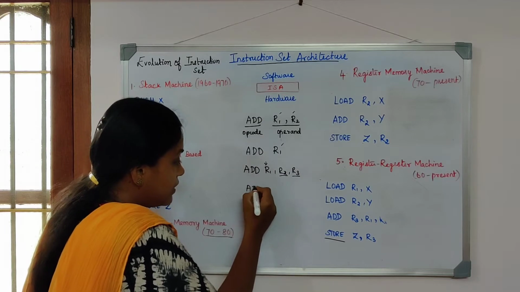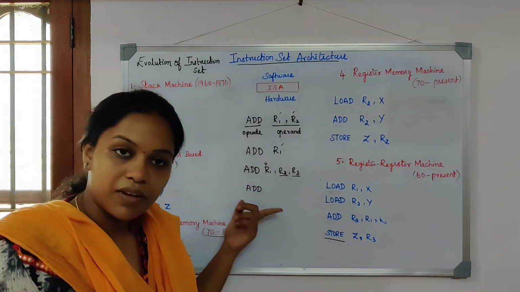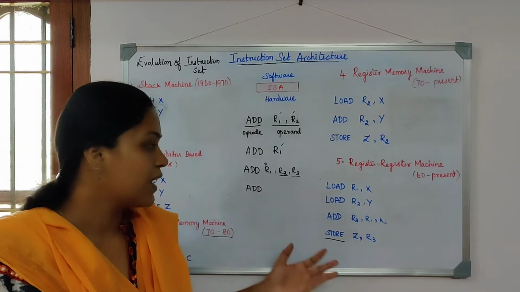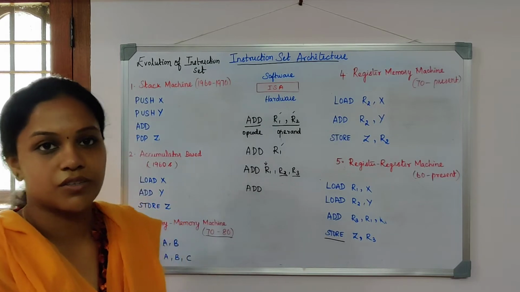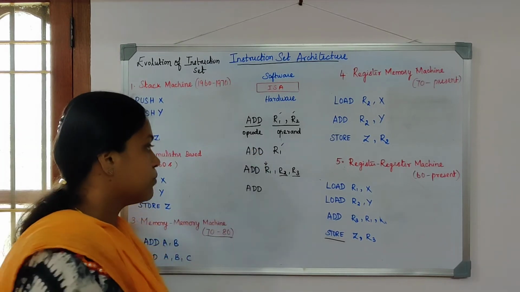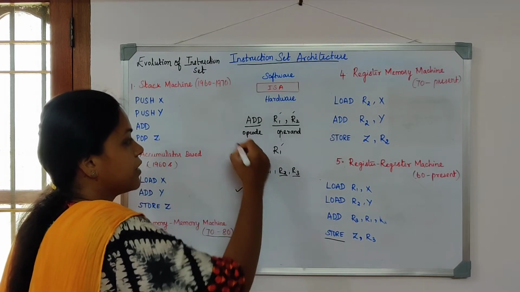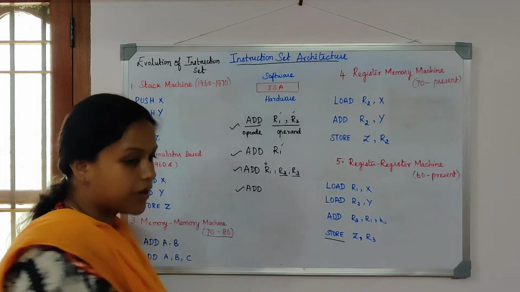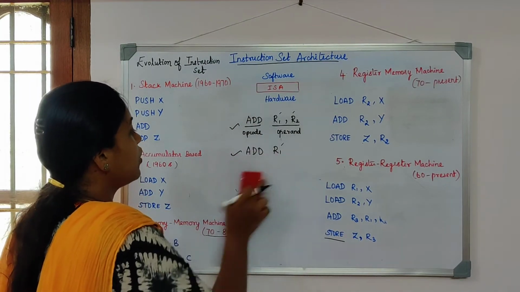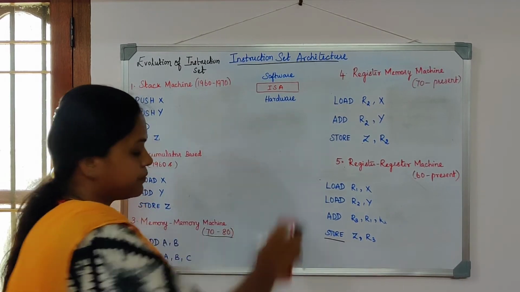There are also 0 operand instructions available, in the case of a stack machine. We'll see in detail what happens in the case of a 0 operand instruction. So depending upon the number of operands present, these are the types of instruction: 0 operand, 1 operand, 2 operand, and 3 operand instructions. Now we'll see the evolution of instruction sets through these years.